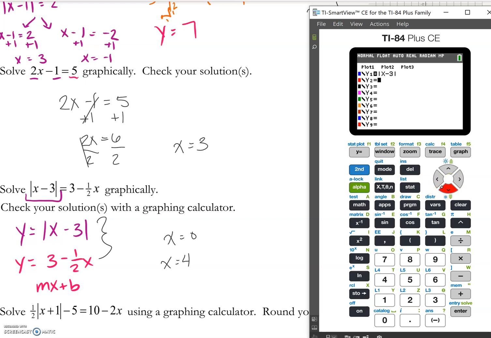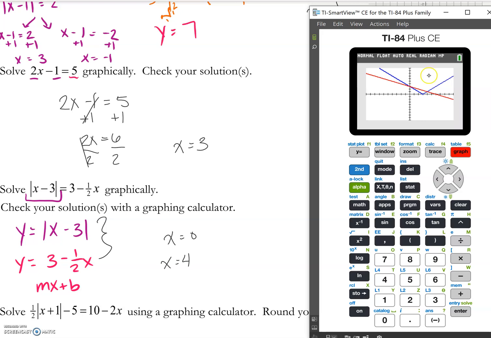If we scroll down to y2, now I type in my linear equation, 3 minus, to type in 1/2, you type in parentheses, 1 divided by 2, close your parentheses, and then an x. It's always a good practice to put fractions inside parentheses. Okay, so now I'm going to hit graph. If you successfully reset your calculator, you should have a good window already. And luckily, it looks like what I drew on my paper.